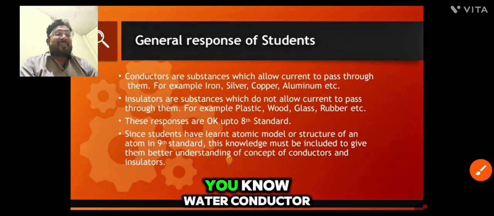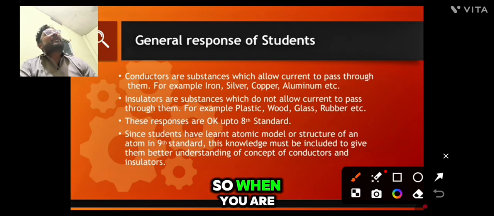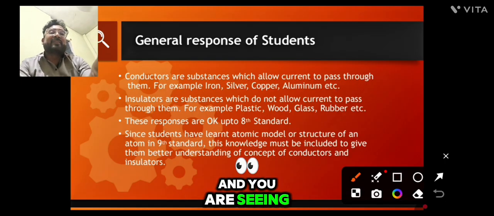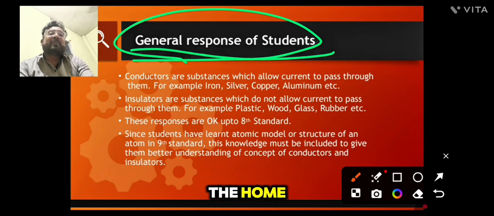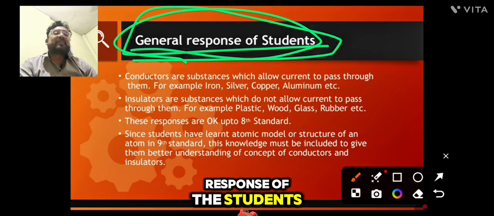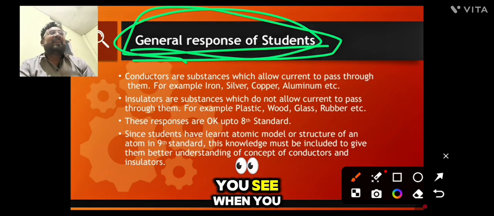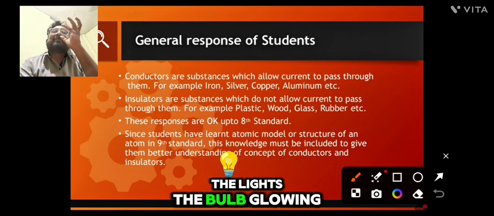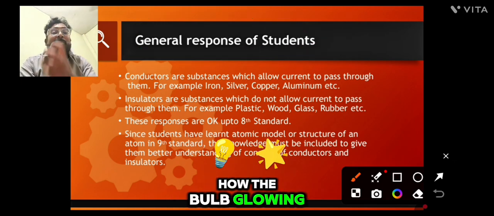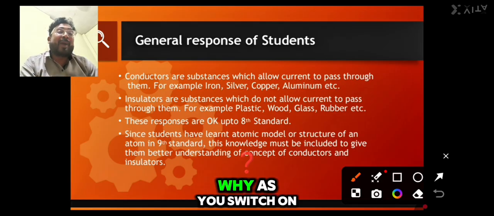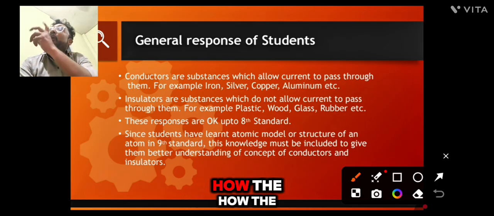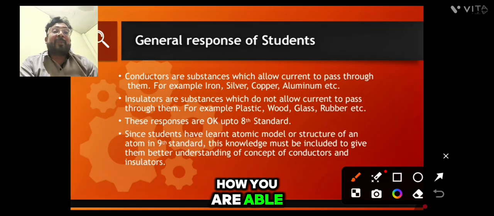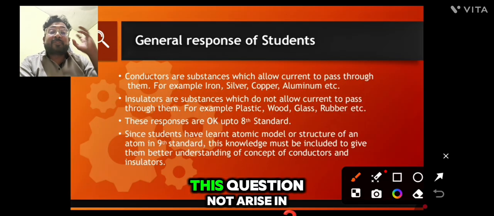As you see, there is a conductor, water conductor. Suppose you are going home, and when you switch on the light, the bulb glows. You don't have any question in your mind. Why? As you switch on the light, how does the bulb glow?